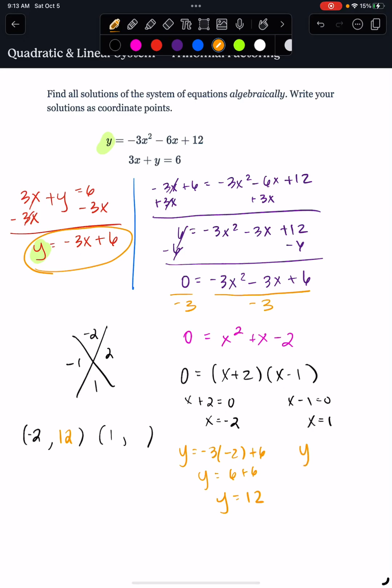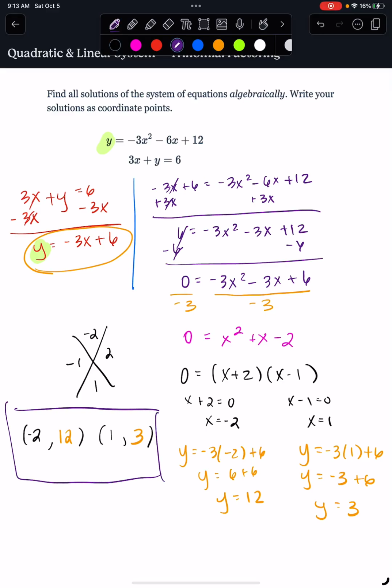And then we can do it again here. y is equal to negative 3 times 1 plus 6. So y is equal to negative 3 plus 6. So when x is equal to 1, y is equal to 3. And these are our final answers. So I can box them here and see that these are our final solution points.